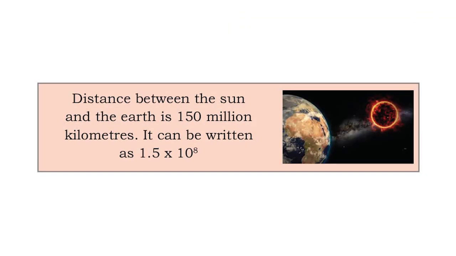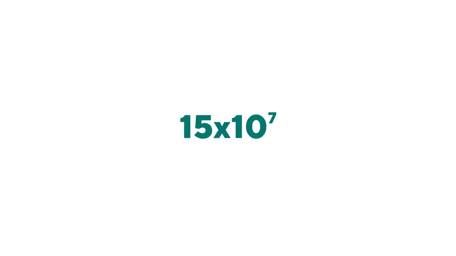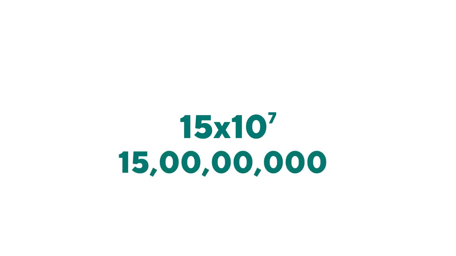Exponential form is useful especially when there are large numbers. If I ask you what is the distance between the Earth and the Sun, look at the picture. It's 150 million kilometers. If you have to write all the zeros in that number, it would take a lot of time. So the easy way to write it is 15 into 10 to the power of 7. That is 15 followed by 7 zeros.